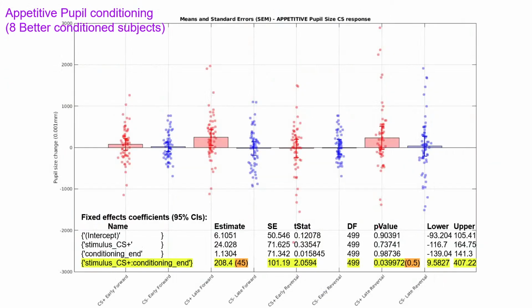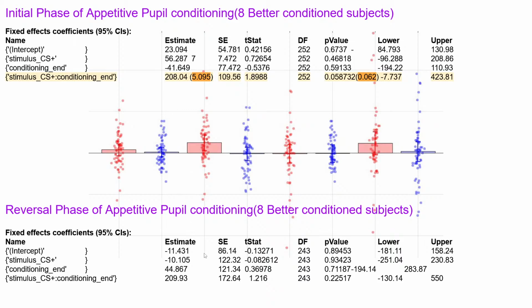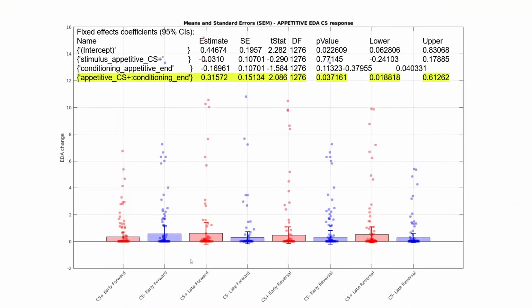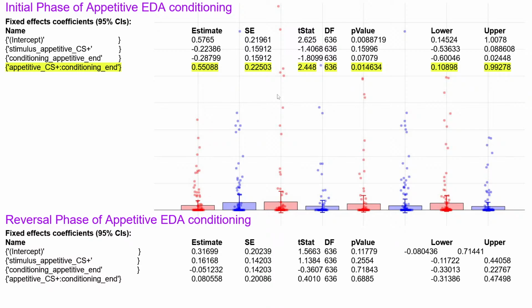So the appetitive conditioning in the second part for initial, but still no conditioning for reversal. Once again, as it was for appetitive EDA, only for initial, but no conditioning for reversal. No difference between CS plus and CS minus in reversal during the first 16 trials and last 16 trials.